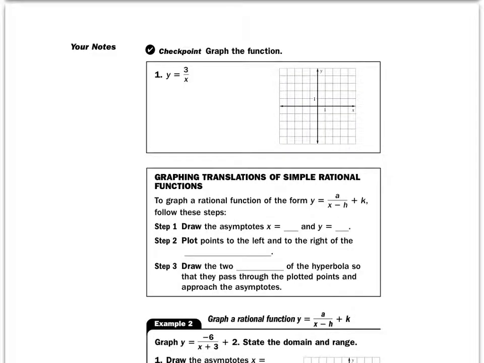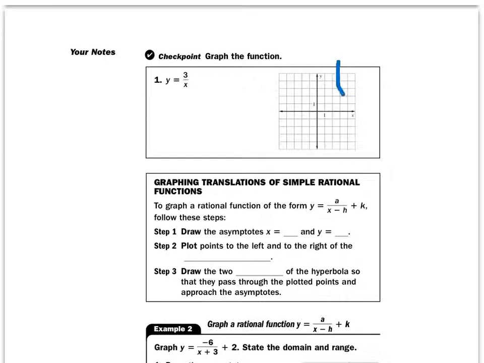I'll let you go ahead and do this checkpoint number 1. Go ahead and draw in your asymptotes. Remember, it's just x equals 0, y equals 0. And then pick some series of points, and you'll get a curve up here somewhere, up around here. You'll get a curve over here somewhere. So go ahead and pick the points and draw the curve better than I just did.